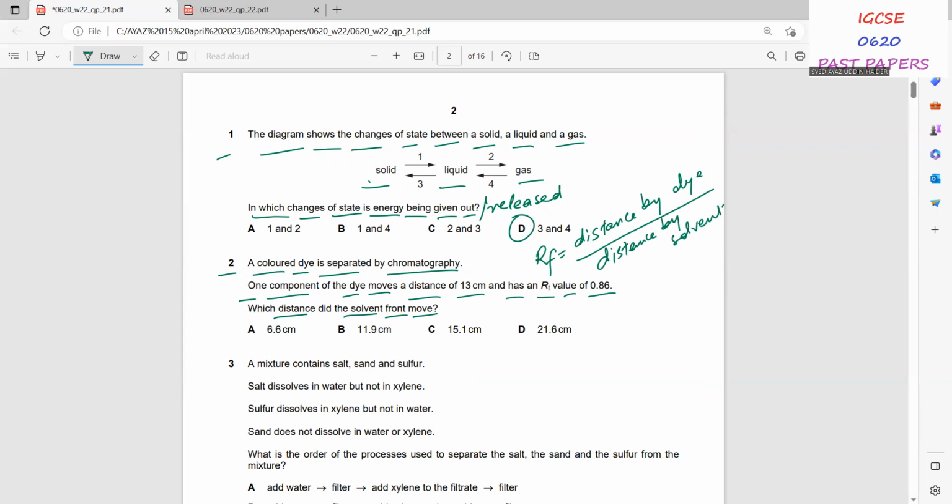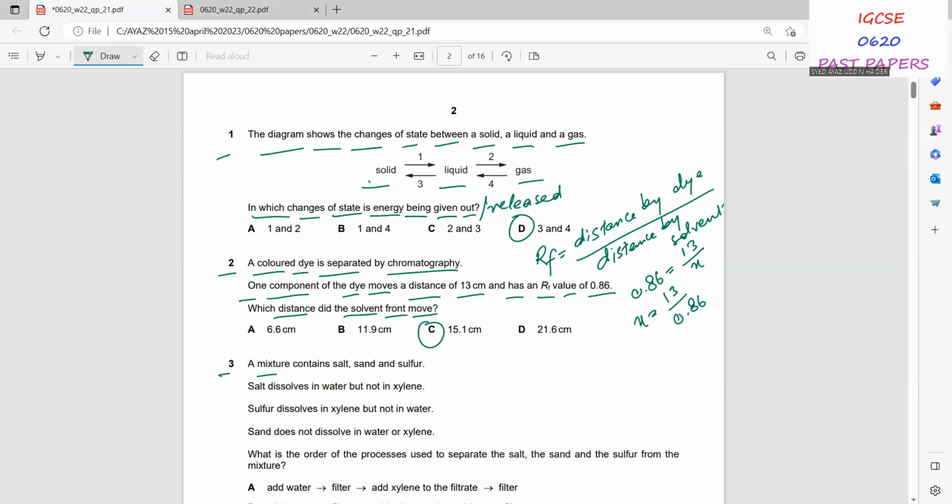Let's place the values. Rf value is given, it's 0.86, and distance covered by dye is also given, 13. We need to calculate the distance covered by the solvent. Let's consider this as x. So x is equal to 13 divided by 0.86. So the answer will be 15.11. C will be the correct answer for this question.